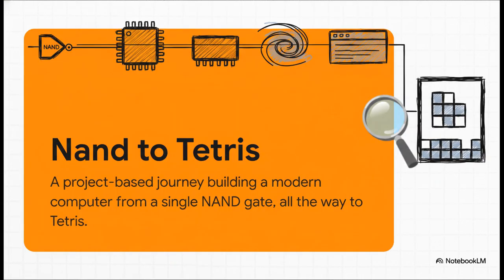You start with the most basic, most fundamental building block of all digital logic, a single NAND gate. Now, why NAND? Because, and this is amazing, every other logic function you can think of, AND, OR, NOT, can be built just from NAND gates. From that one single primitive, you build everything: the CPU, the memory, an operating system, and eventually a full-blown computer that can actually play Tetris.